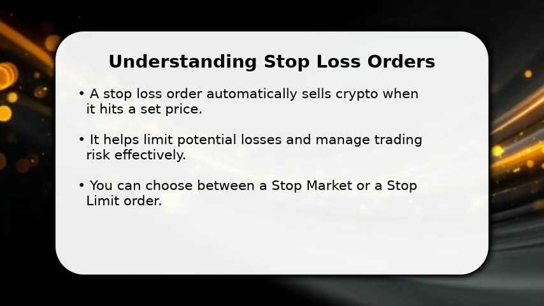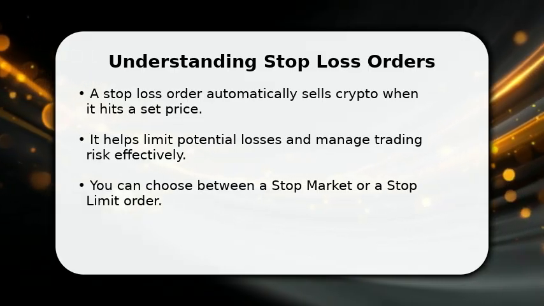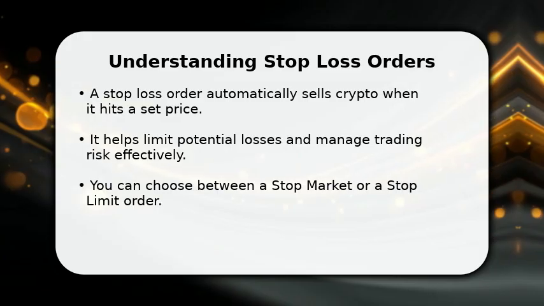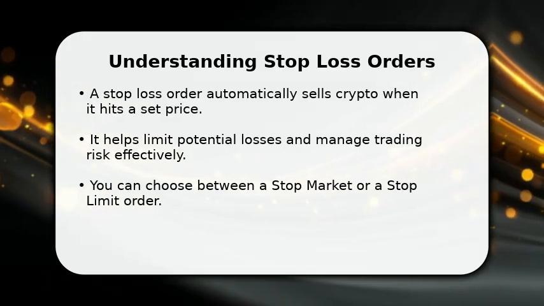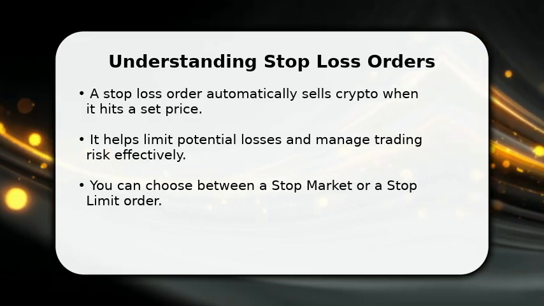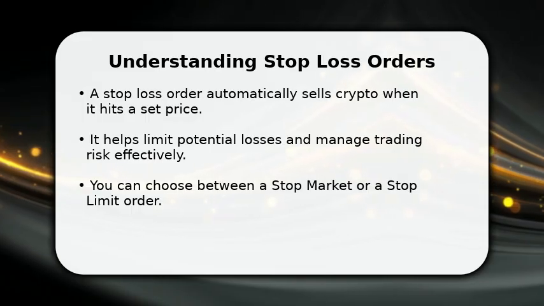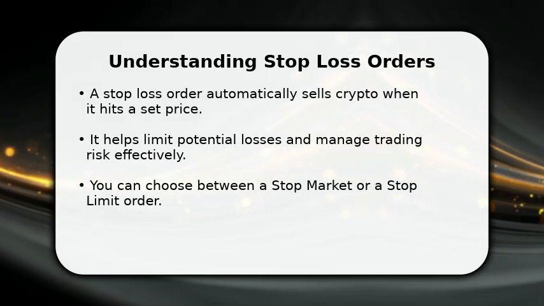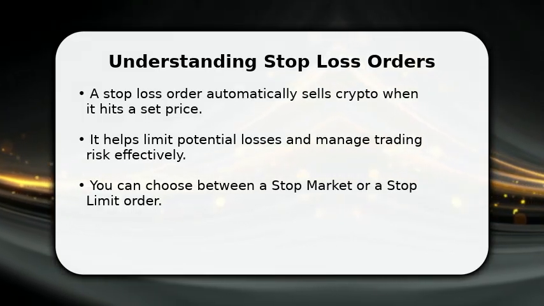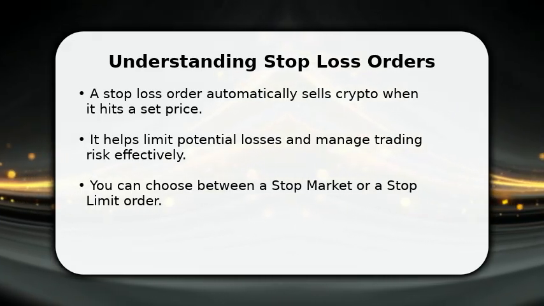In this video, I will explain how to set up a stop loss on crypto. A stop loss order is a crucial tool designed to automatically sell your cryptocurrency if its price drops to a predetermined level. This helps you limit potential losses and manage your trading risk effectively. You can typically choose between a stop market order, which executes at the next available price, or a stop limit order, which executes at a specified price or better.